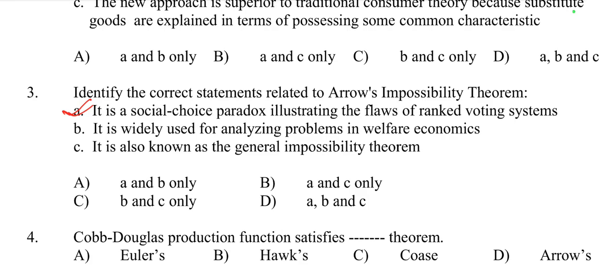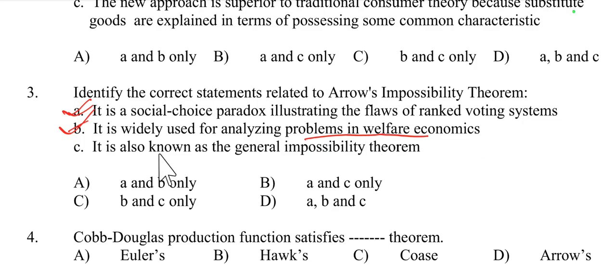So this is right according to Arrow's impossibility theorem. Then the second one is, it is widely used for analyzing problems in welfare economics. So it is widely used to analyze the problems in social economics. This is also correct, because it analyzed how individual preferences aggregate into collective decisions, demonstrating challenges in creating fair social welfare functions. So this is also right.